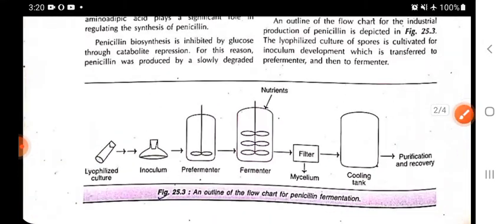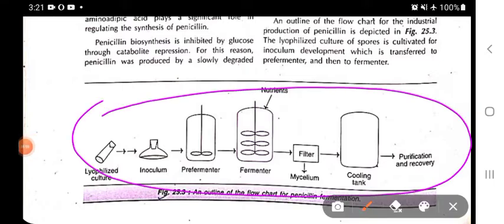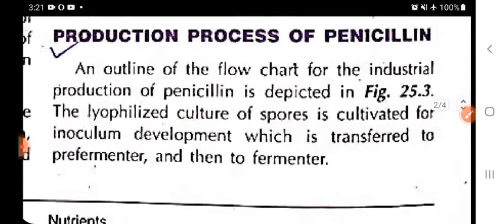So this is a brief introduction of your penicillin production in industrial process. This is enough for you to study in your examination. More details have been given. I will try to give you a separate image where a little more detail has been mentioned in that diagram. Okay, so let us see what is written here.